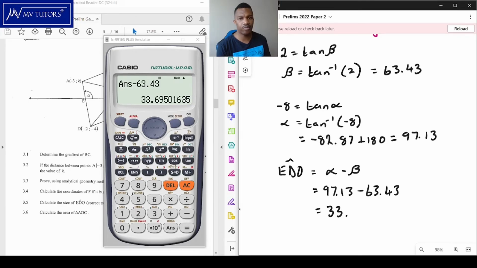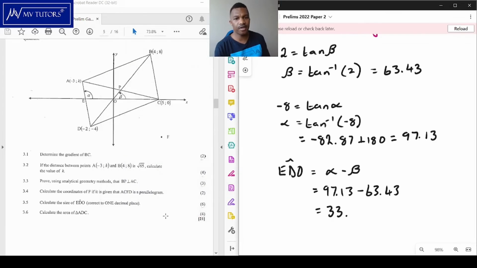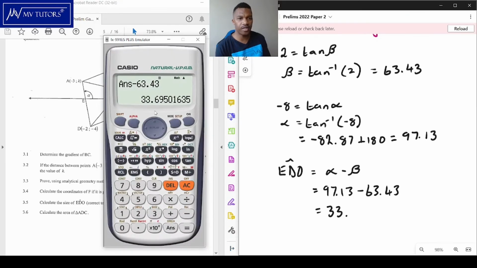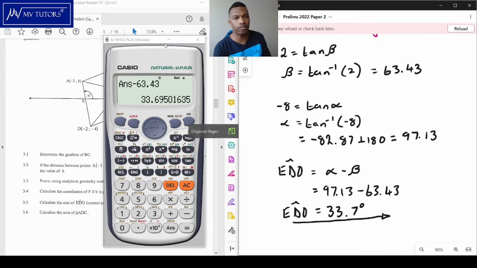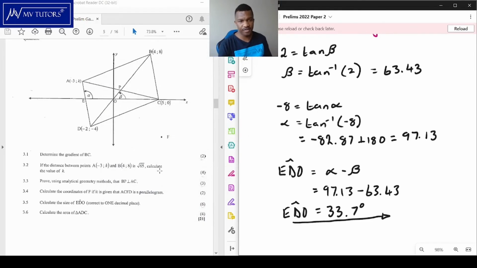33. They said something about decimal places, 1 decimal place. So what's 1 decimal place here? 33.7, and that's in degrees. So that's our EDO angle. All right, let's move on to the next question.